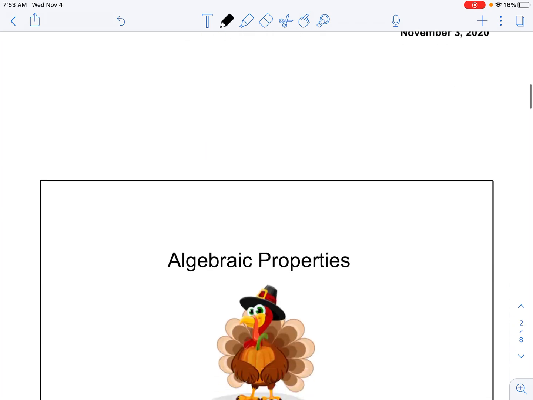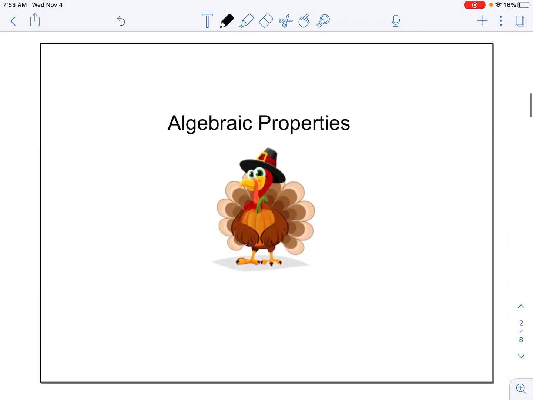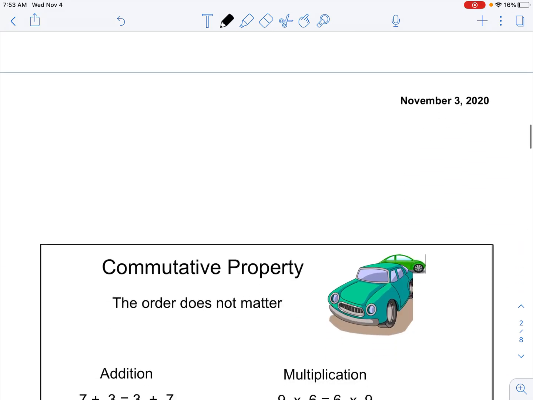Okay, so let's start with algebraic properties. Algebra is how math operates, and the properties help you manage algebra and make things easier. So the properties are there to help you combine things and whittle your algebraic expressions down so they're manageable. So they are rather handy.